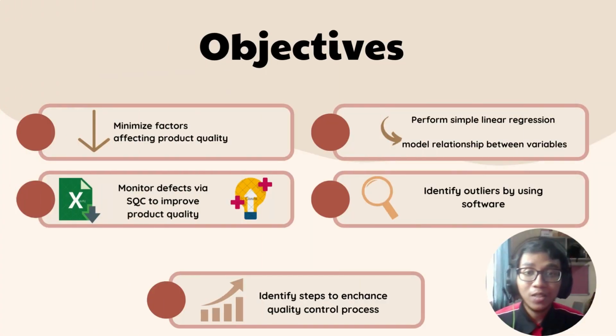Some of our objectives are to identify the steps to enhance the quality control process. This can be done by minimizing factors affecting product quality, identifying outliers using software, monitoring defects via statistical quality control to improve our product quality, and also performing simple linear regression, which allows us to get the model relationship between variables.